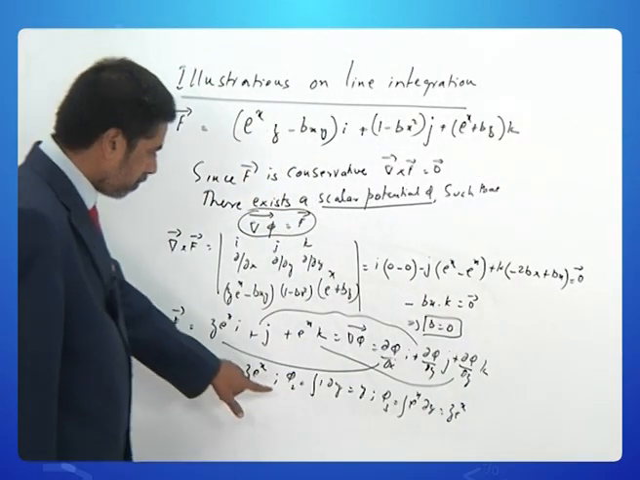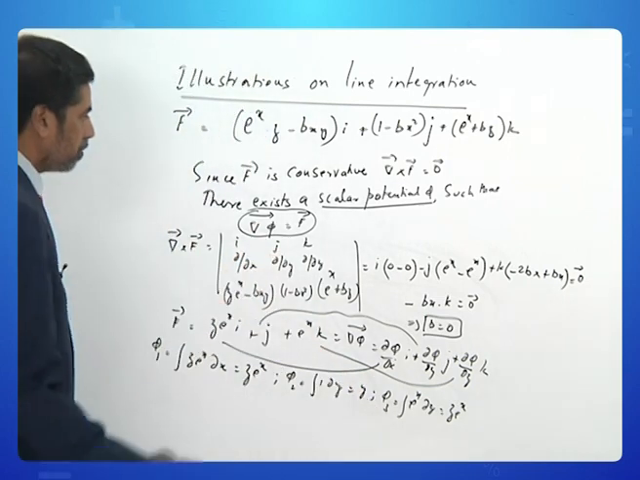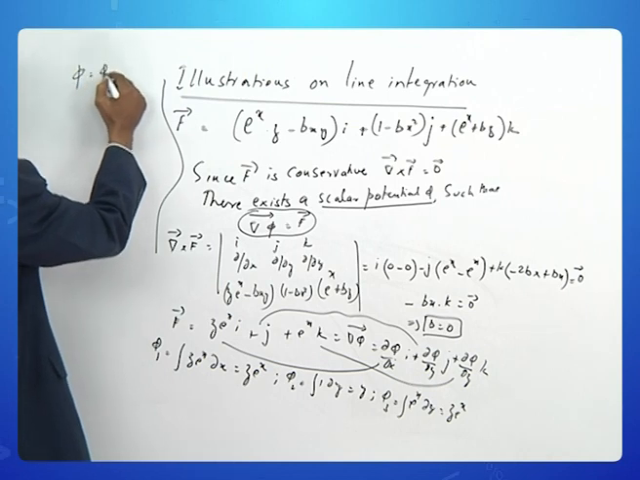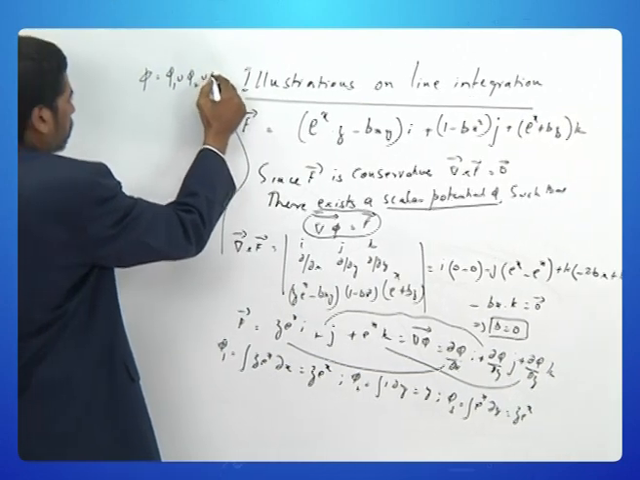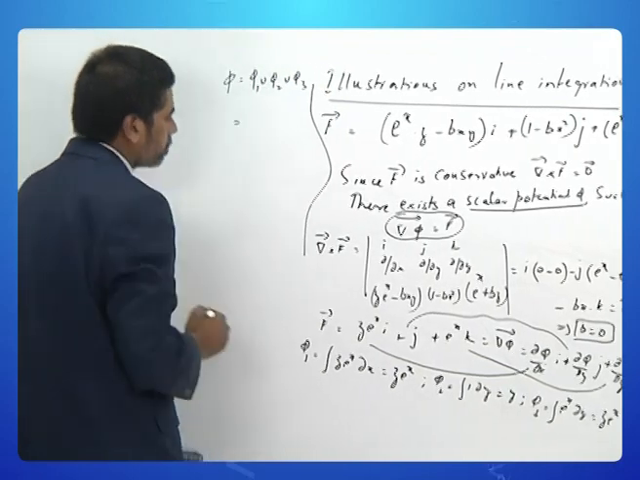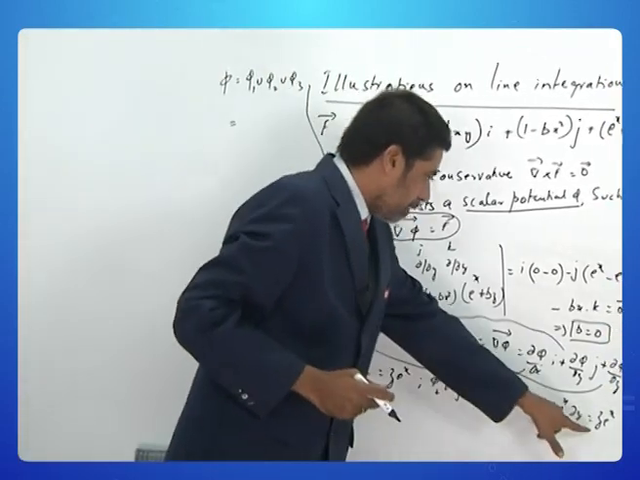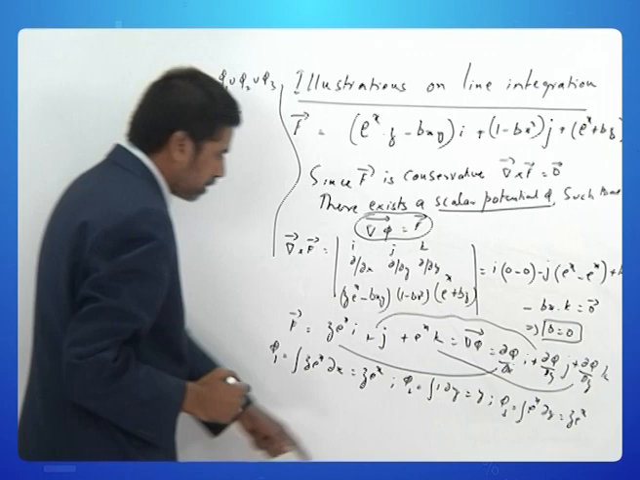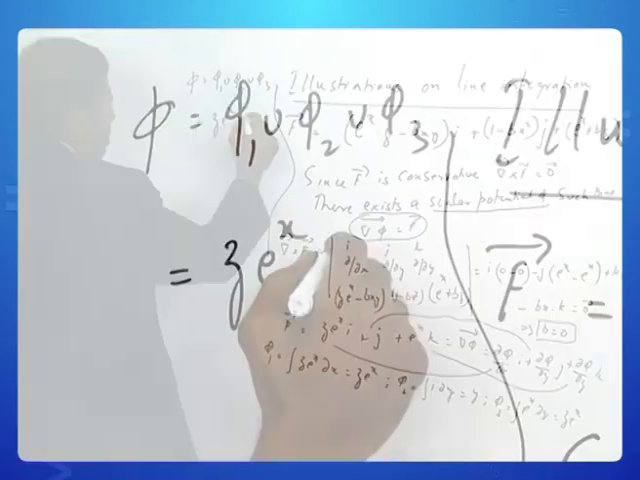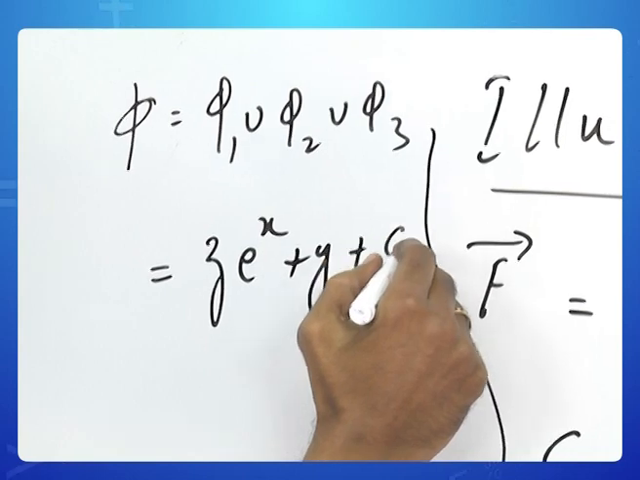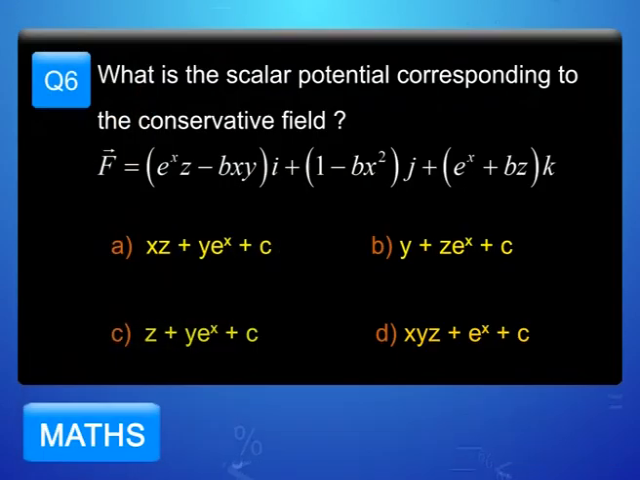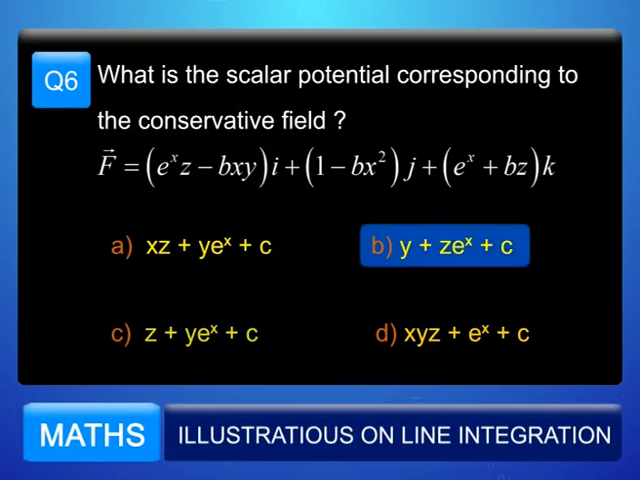Like this, phi 1, phi 2, phi 3 are determined, and finally we must write the field, the potential. So the potential is nothing but phi 1 union phi 2 union phi 3. Now phi 1 and phi 3 are one and the same, so therefore we take it once, then to that you add y. But we cannot rule out a numerical constant c. Therefore, this happens to be the scalar potential. And you will see in the options that this appears in the location B. So, B is the correct option for this problem.